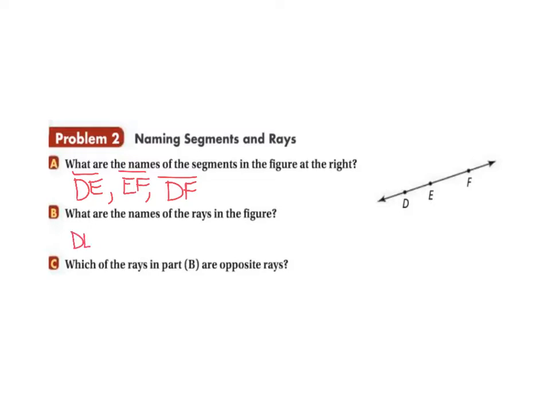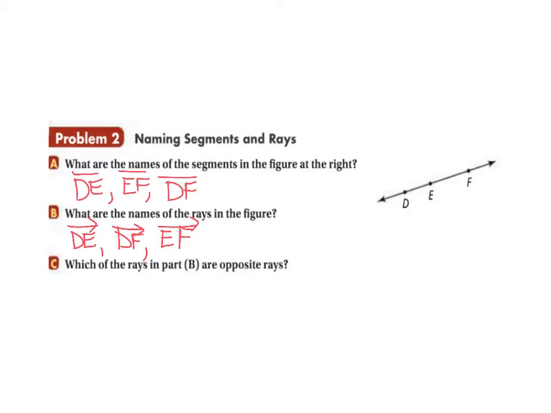So I'm going to write DE. Could also write DF if we wanted to. All right. Now, instead of starting at D, I might instead start at E. So if I start at E and go that direction, I would have ray EF. All right. Now, that's if I'm always going towards the upper right.